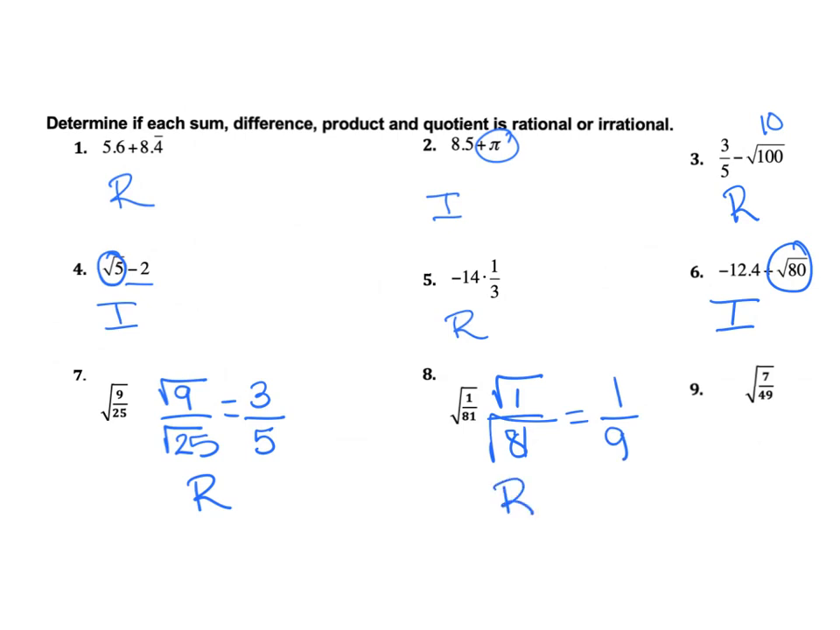And our last one, we have the square root of 7 over the square root of 49. The square root of 7: what times what could be equal to 7? There's not a same number. So even though the bottom part is 7 times 7 equal to 49, because the top number is irrational, the entire piece is going to be irrational. So in this lesson, we took a look at the difference between rational and irrational numbers, and we also took a look at classifying those rational numbers.